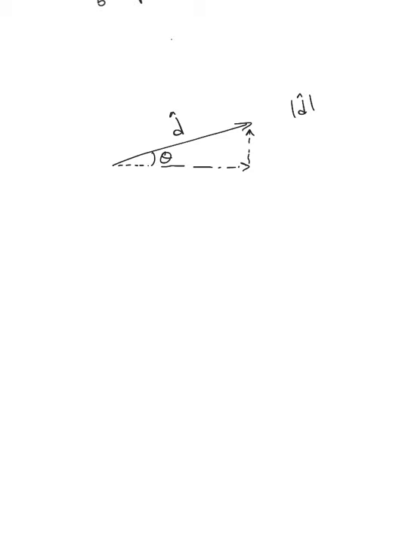Well, I know that this side, I'll call it d sub x, must be whatever the length of the hypotenuse is, which is 1, multiplied by the cosine of theta. And I know that d sub y must be the length of the hypotenuse multiplied by the sine of theta. So I can actually write d hat as cosine theta i hat plus sine theta j hat.